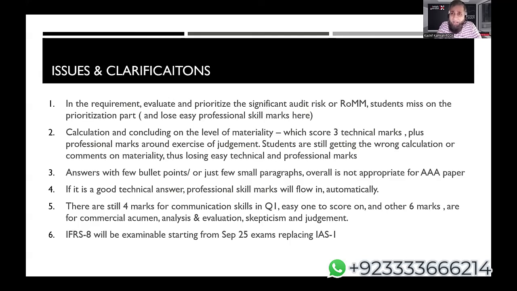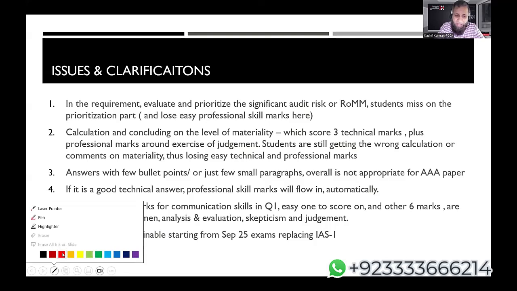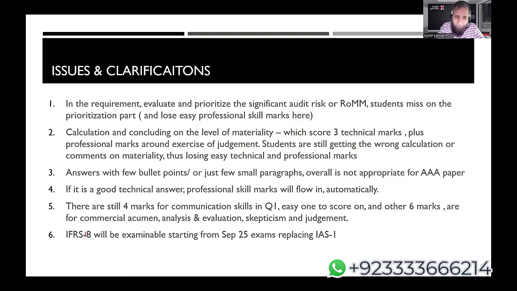And lastly, a clarification. IFRS 18 will be examinable starting September 25 exam. So this is IFRS 18, not 8. IFRS 18, right, which is replacing the IAS 1, will be examinable starting from September 25 exam sitting. So if you're going for the June 25 exams, you're not bothered about IFRS 18 or going through it or revising it. You will still go with IAS 1 for the June 25 exams. So these are some issues, some clarifications.